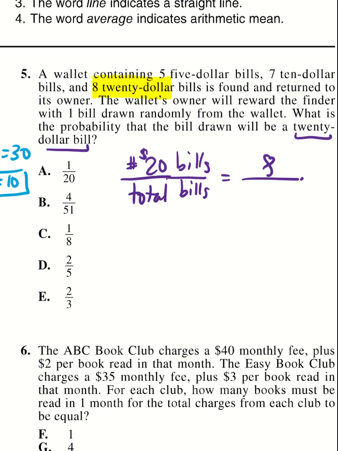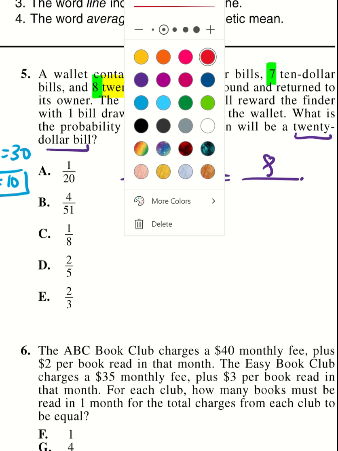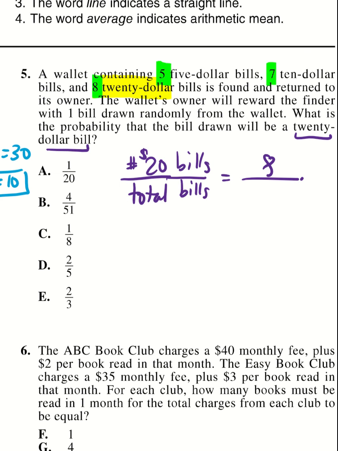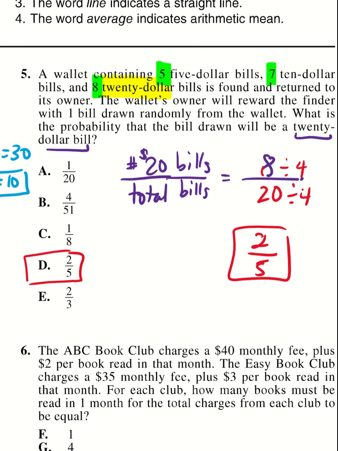And in terms of the total number of bills, we have 5 $5 bills, 7 $10 bills, 8 $20 bills. If I add that together, 5 plus 7 plus 8, turns out I have 20 total bills. That's not one of my answers because this can be reduced by a common factor of 4, and so I can get the final answer of 2/5, which is D.